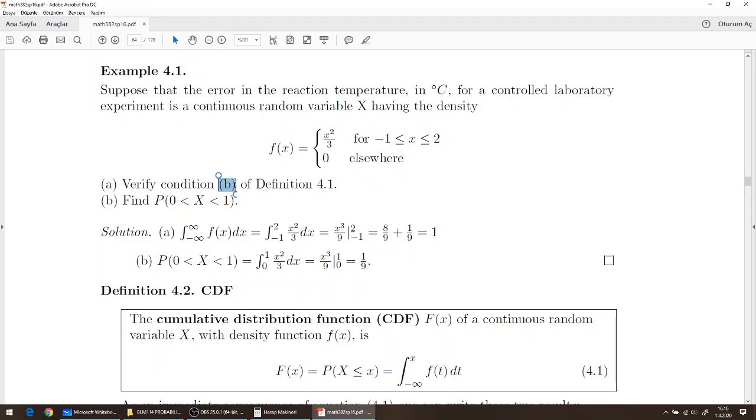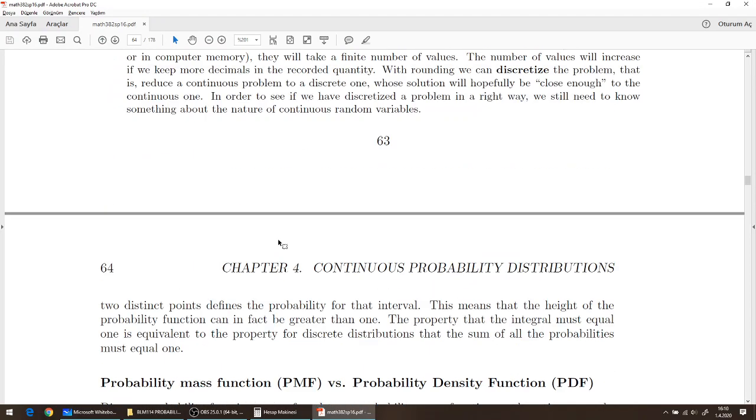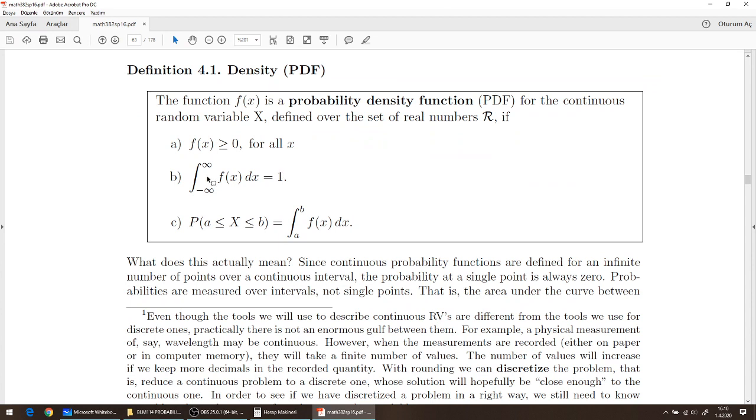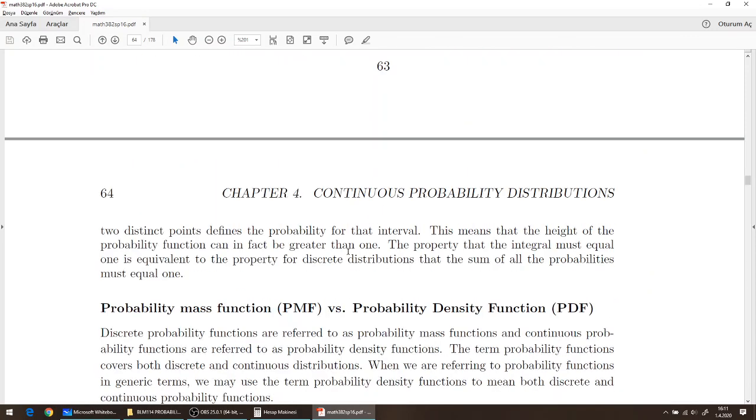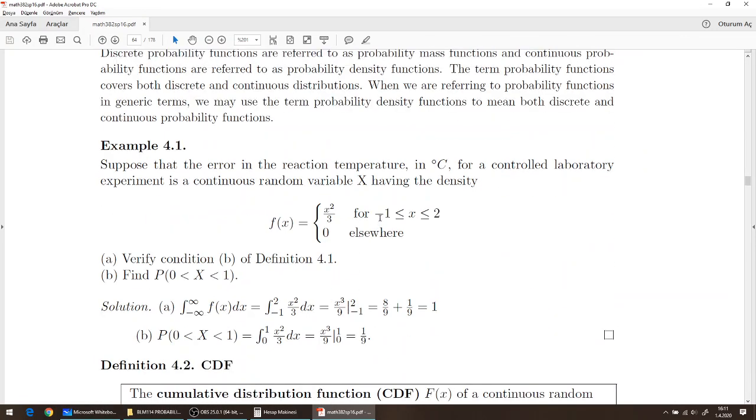Verify condition B of definition 4.1. What is it? Condition B. Condition B is that the area under the curve must be equal to 1. We will put f of x here and we will put minus infinity to plus infinity. But our function is not defined between minus infinity and plus infinity. Instead, it is defined between -1 and +2. So we will get the integral of x squared over 3 between -1 and +2 here.